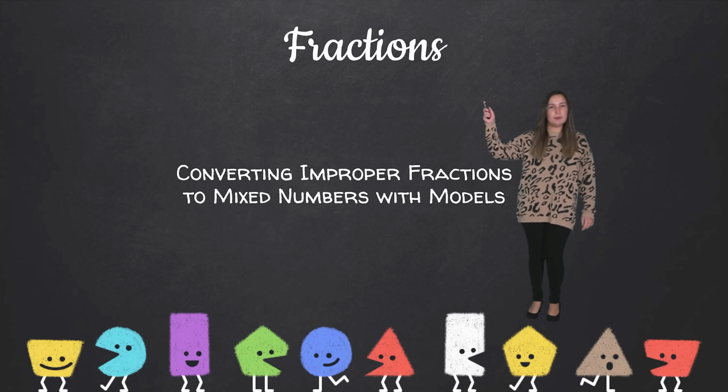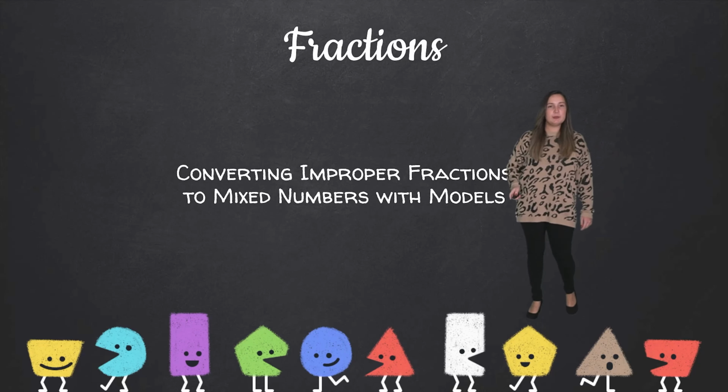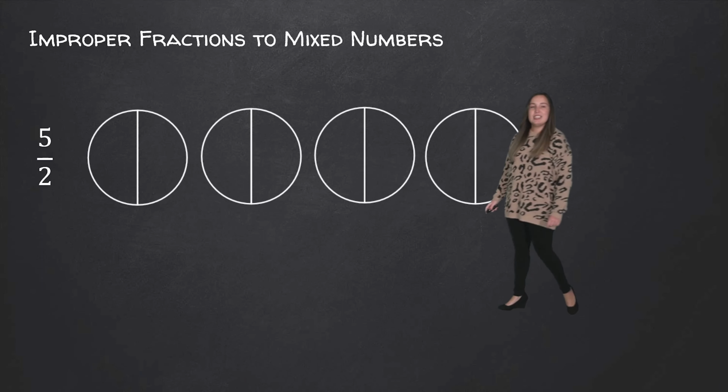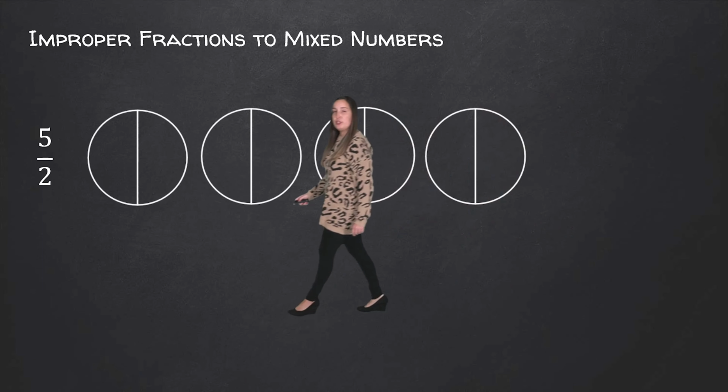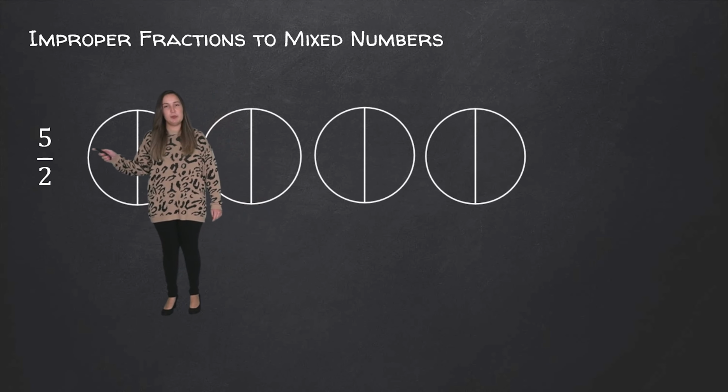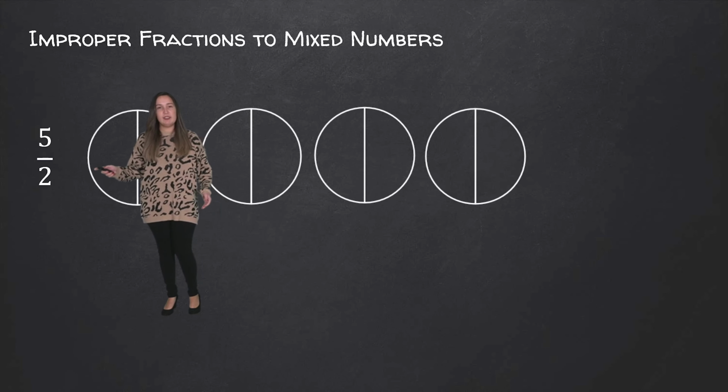Mathematicians. Today we're going to be learning about fractions, more specifically how to convert improper fractions to mixed numbers with models. To get us started, we have 5 over 2. Now, 5 over 2 is an improper fraction because the numerator is bigger than the denominator. When we have an improper fraction, that means that this fraction is greater than a whole.